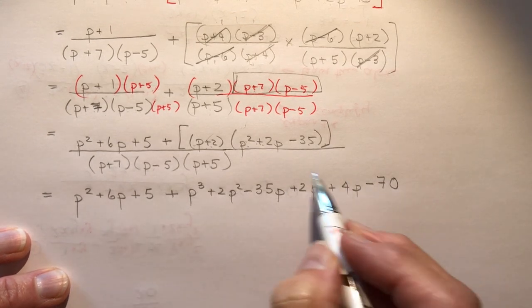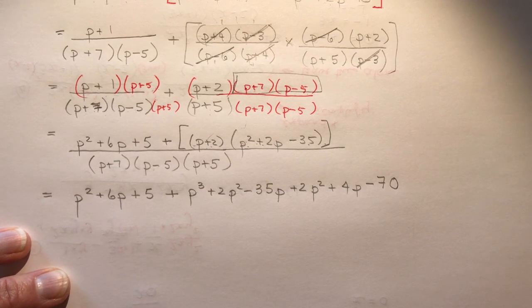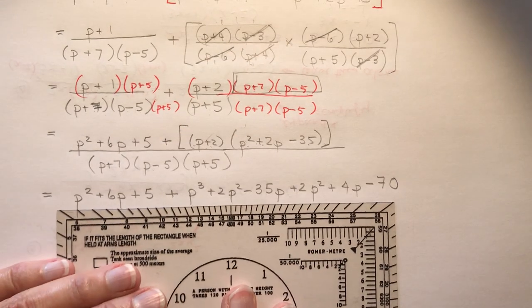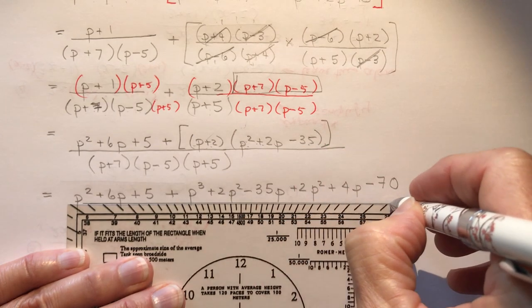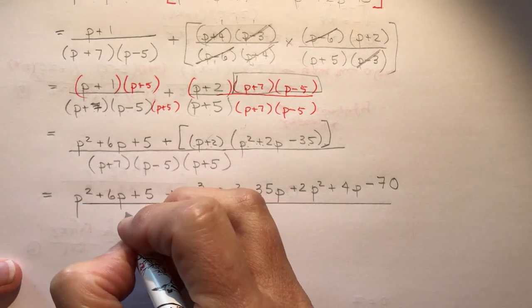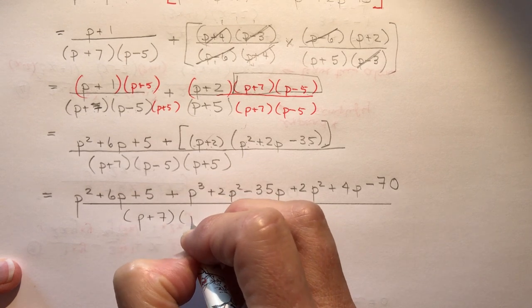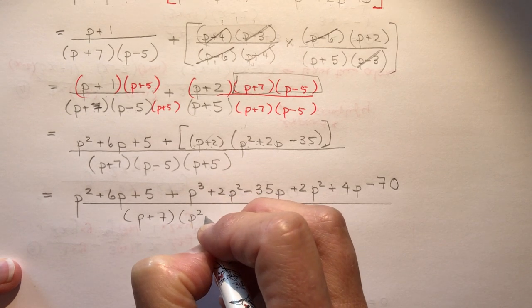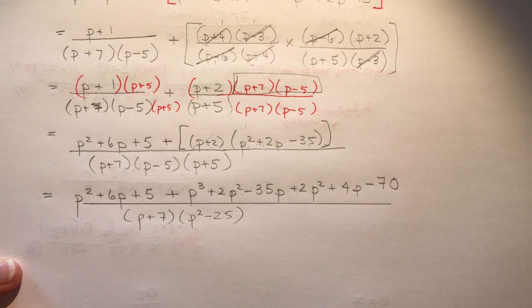Now I've removed the brackets because I've finished all the expansion. I could actually use a ruler to underline this one. It's so long. So long. Like that. And my denominator is p plus 7. And I'm going to get fancy and write p squared minus 25. That cleans it up just a little bit.